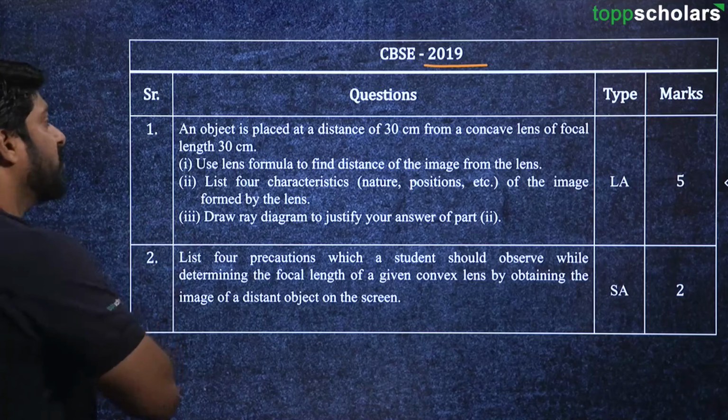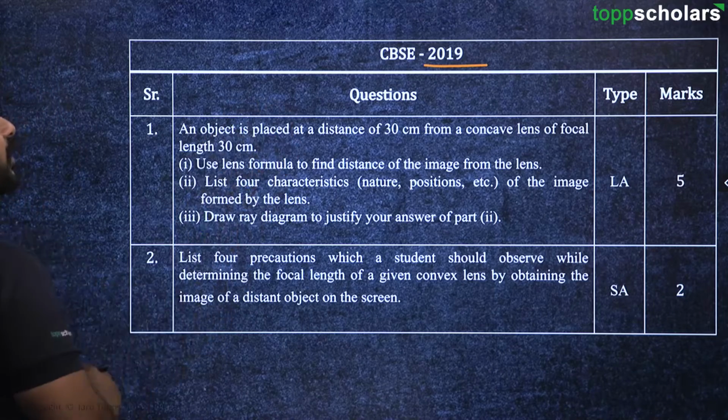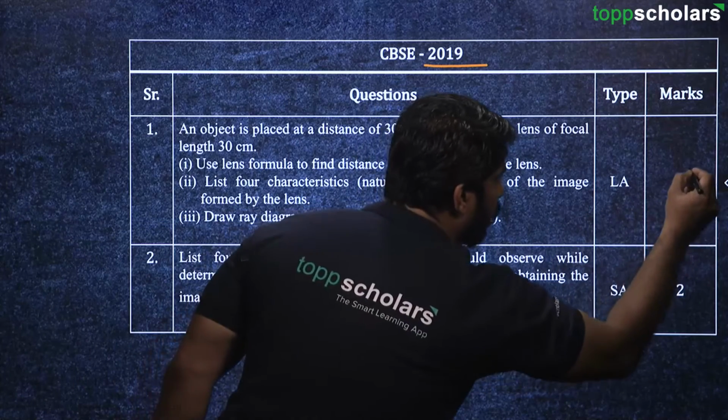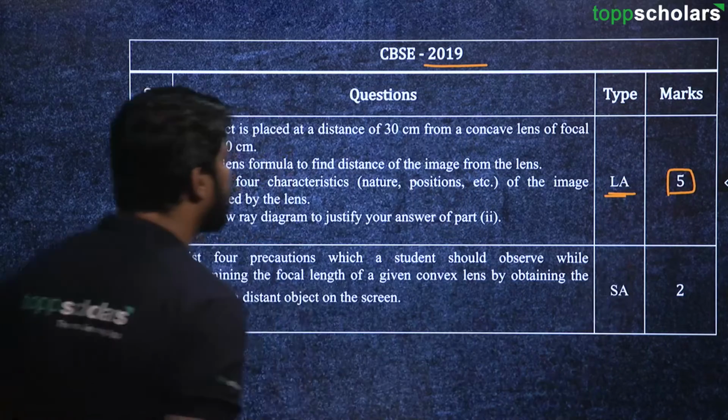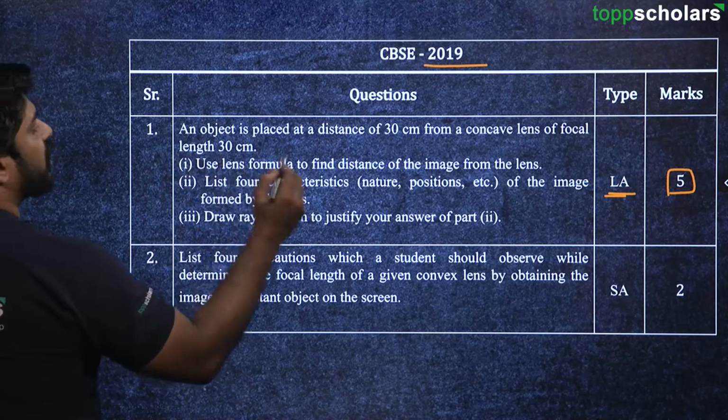Now, the first question from the year 2019, and as you can see, it is for 5 marks. That means it's a large question. So here, the question is very simple.